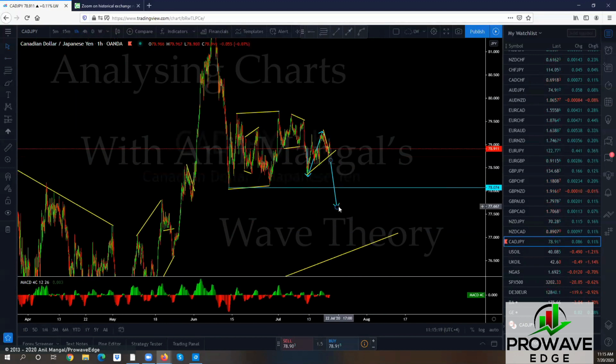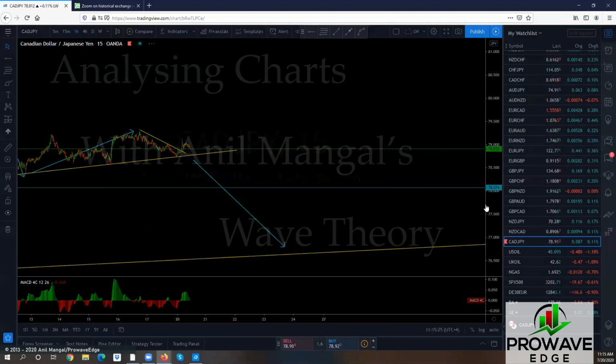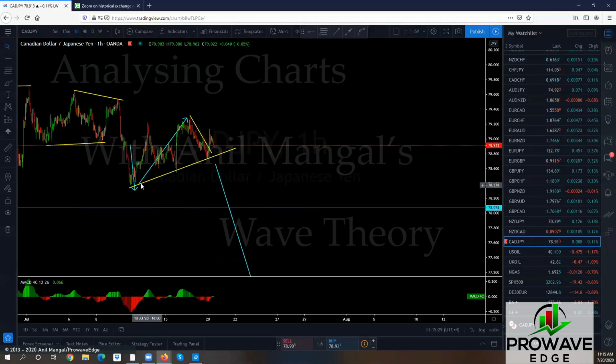I think it should go much lower, but let's see. That's part of trading, right? You make your forecast, you work towards it, and you see where it goes. And then you'll see if you have a trade setup. So right now, there is no buy or sell setup, but I think you can look out for the sell setup. That's a possibility.